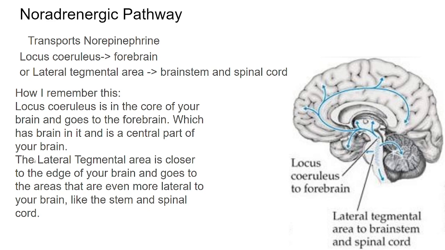And then the lateral tegmental area is closer to the edge, so it's more of a lateral part of your brain, linking the words. This goes to the brainstem and spinal cord, and those are more lateral, less central parts of your brain. So lateral tegmental goes to the less central parts, and the coeruleus, which is how I've been pronouncing it, goes to the more core part of your brain.